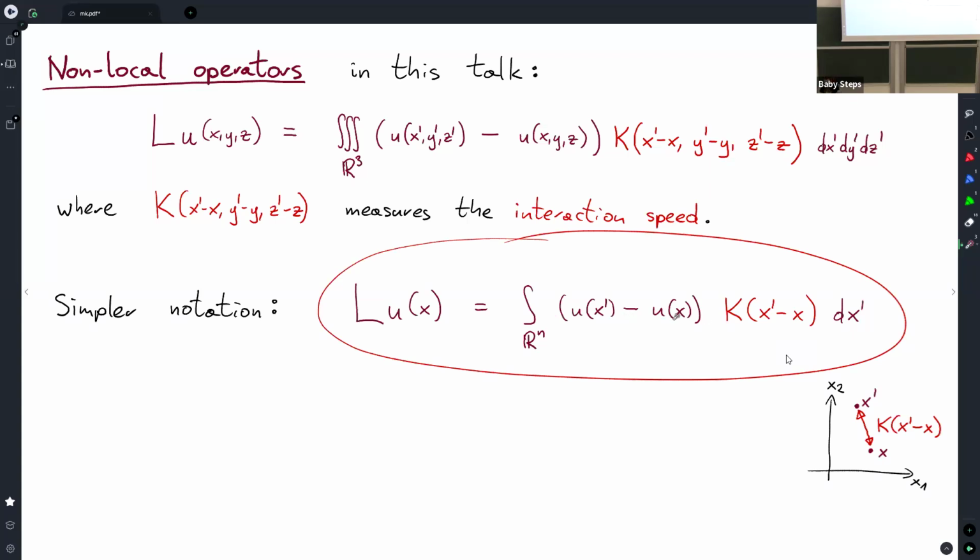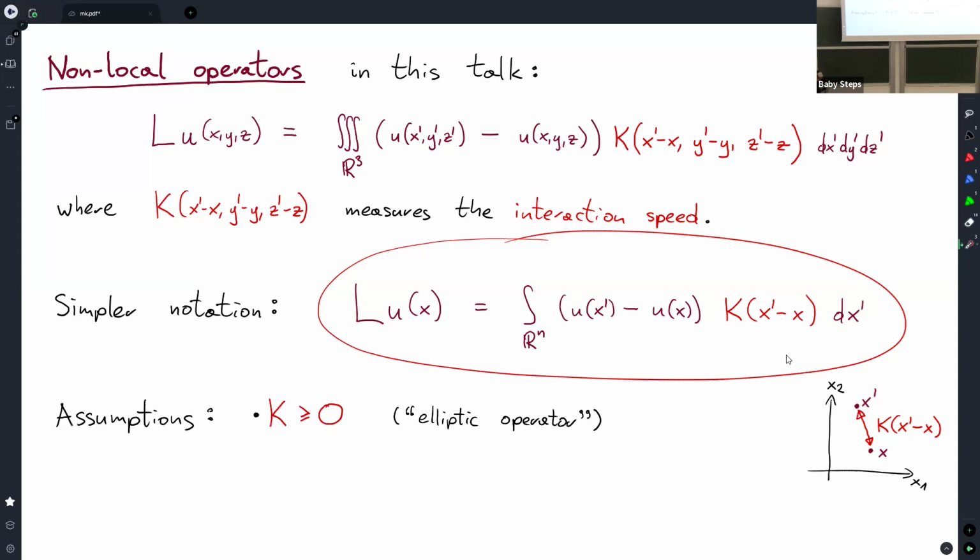You just write x for a point in Rn, and actually you don't need to work in R3. It works in a space of any dimension. Actually, it can be made much more general, but we're satisfied with working in Euclidean spaces. Okay, so this will be our standing notation. L will denote a non-local operator, which is given by an integral over Rn. The integral has a non-local kernel k, which is translation invariant, so it only depends on x prime minus x. And the integrand is just the difference of u at points x prime and x. All right.